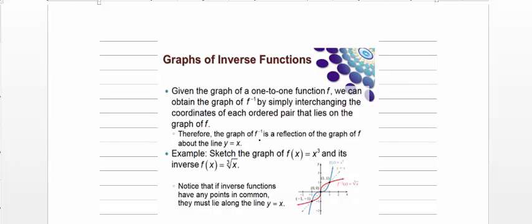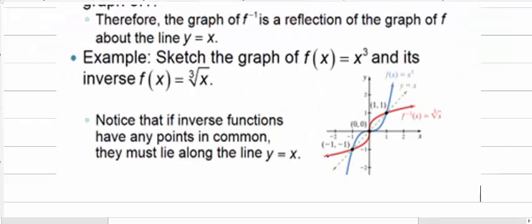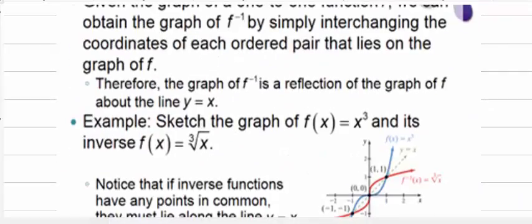So graphs of inverses, a function and its inverse, have a special relationship. Notice that they are mirror images of each other if the mirror is the line y equal to x. So notice here the blue curve is f of x equal to x cubed. The inverse of that function is the cube root of x. And notice how they're mirror images of each other.